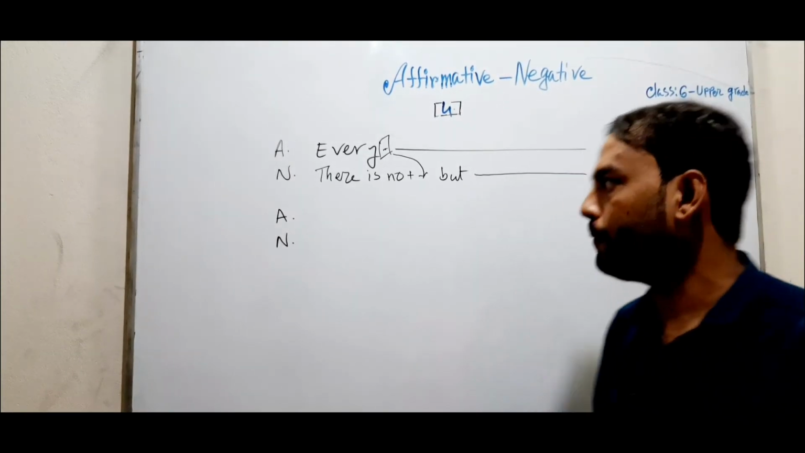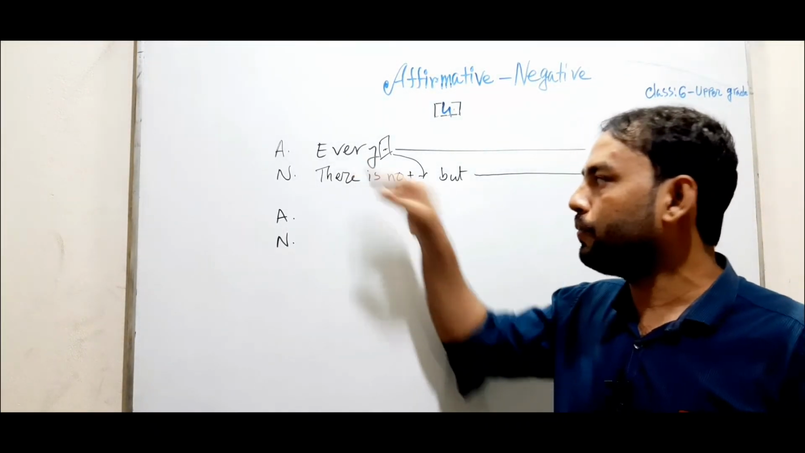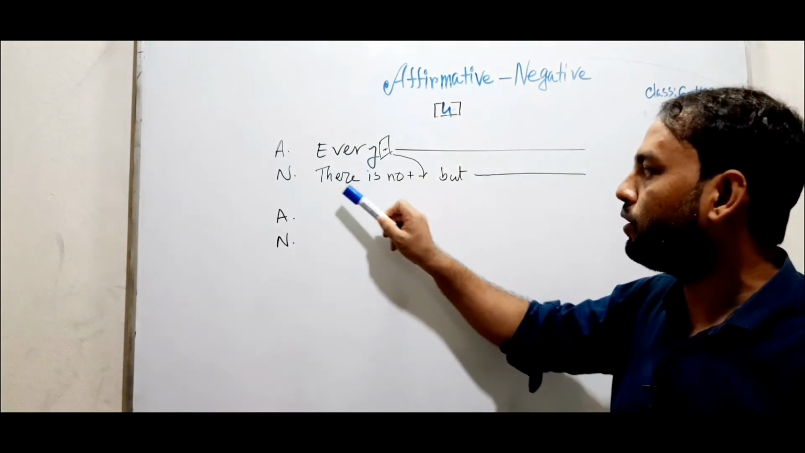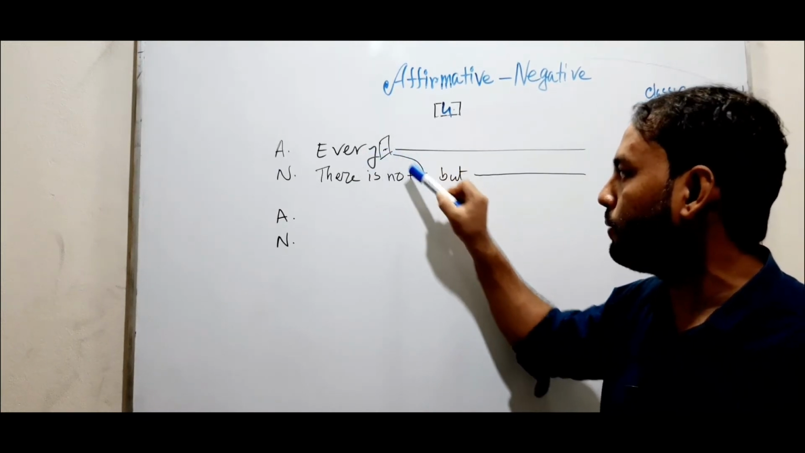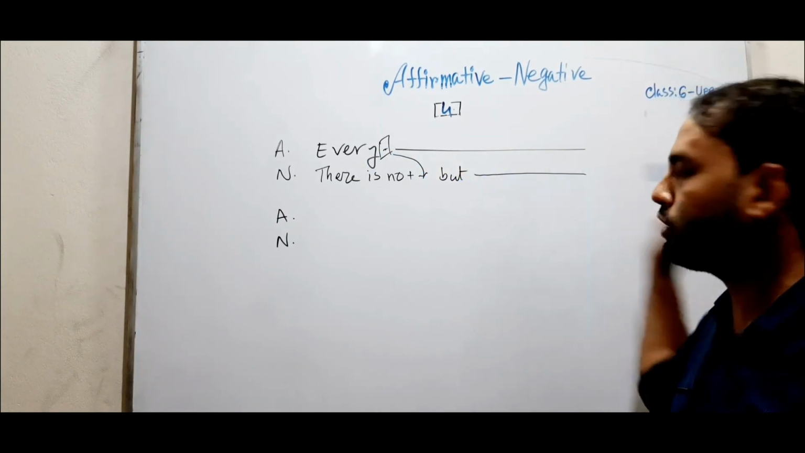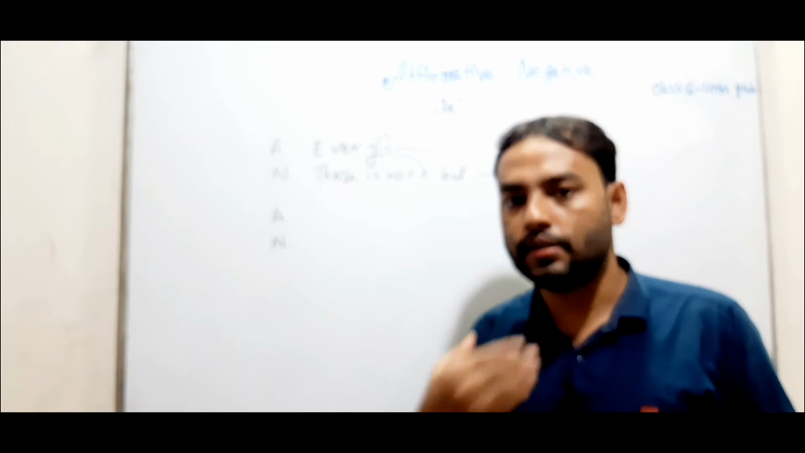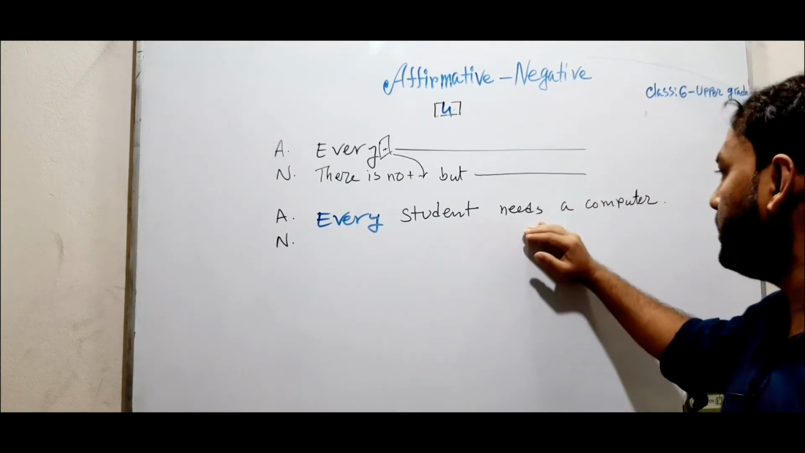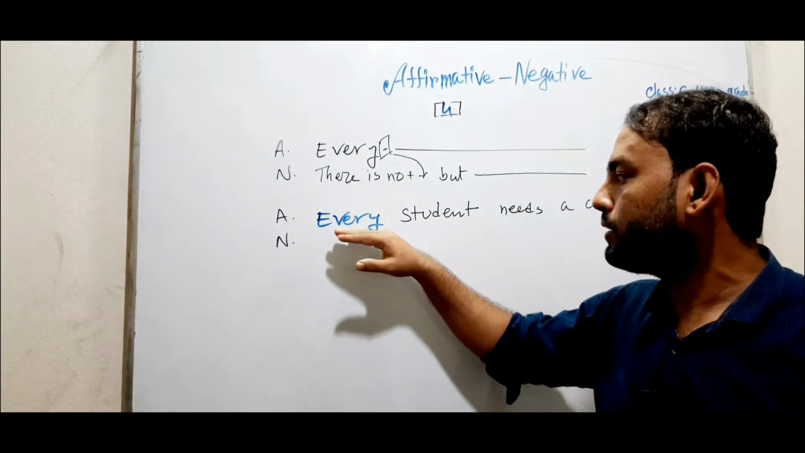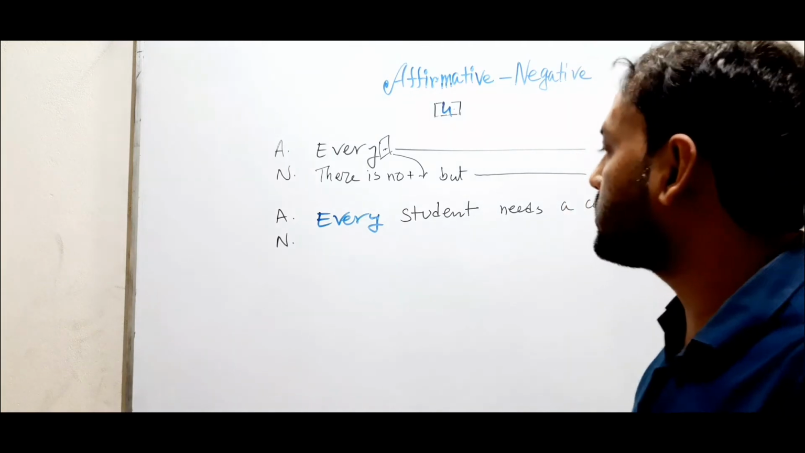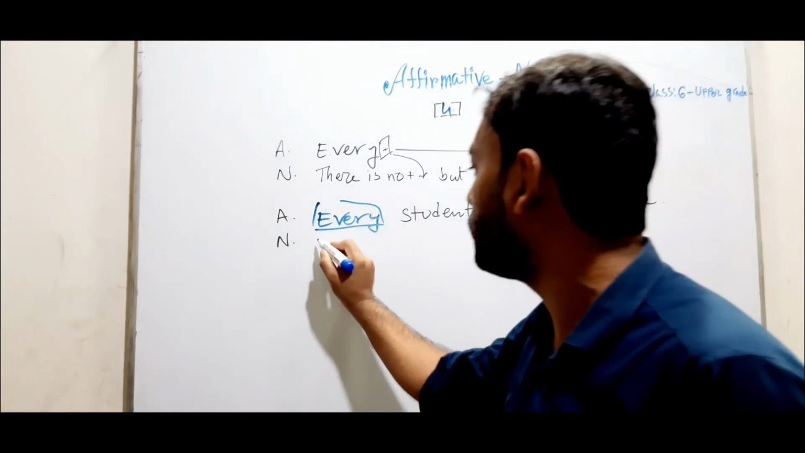I repeat it again. In the beginning of a sentence, you will find every. Instead of every, you will write there is no. After that, you will write the word after every, and then but, and the rest of the sentence. For example, I can write a sentence: every student needs a computer. At the beginning of a sentence, here we can see every. Instead of every, we will write there is no.